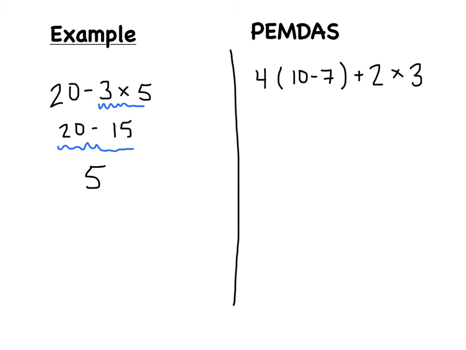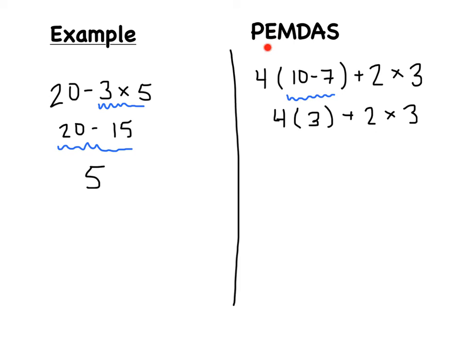So if we look at the second example, we have 4 open parentheses, 10 minus 7, close parentheses, plus 2 times 3. So we do have the parentheses, so let's work whatever is in the parentheses first, which is 10 minus 7, which is equal to 3. So we rewrite everything that we have. 4 times 3 plus 2 times 3.